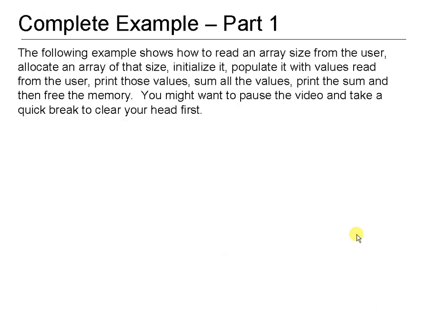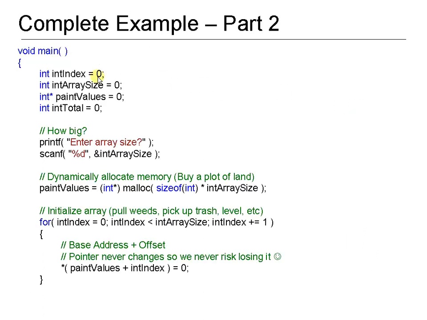The following example shows how to read an array size from the user, allocate an array of that size, initialize the memory returned, populate it with values read from the user, print those values, then sum all the values, and then print the sum, and then free the memory allocated. Now, you might want to pause the video and take a quick break to clear your head before you watch this. So we start off with void main, and we've got four variables.